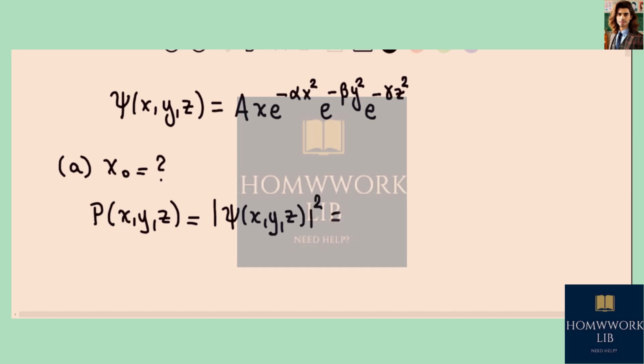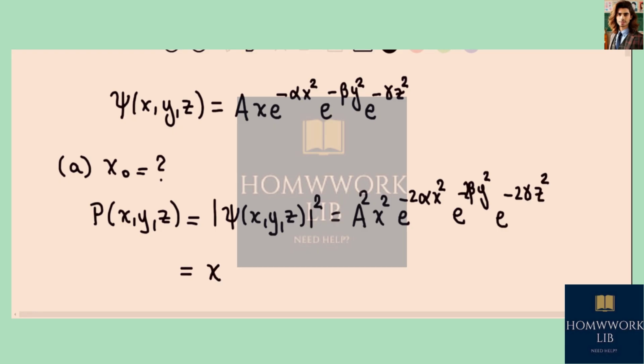Okay, and the square of the wave function is A squared x squared e to the minus 2 alpha x squared e to the minus 2 beta, I'm sorry, y squared e to the minus 2 gamma z squared. Notice that this is equal to x squared e to the minus 2 alpha x squared times a function f of y and z.